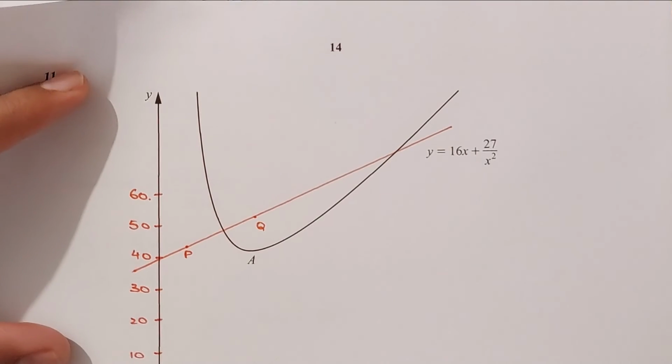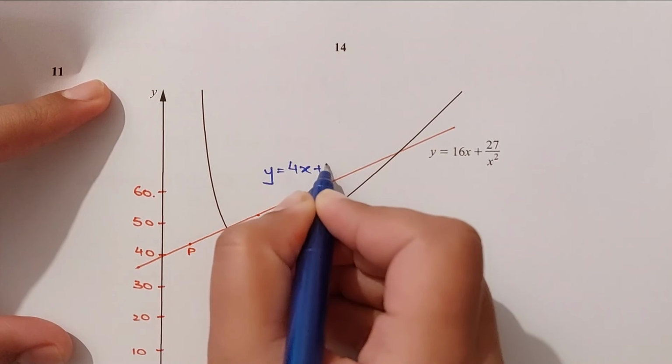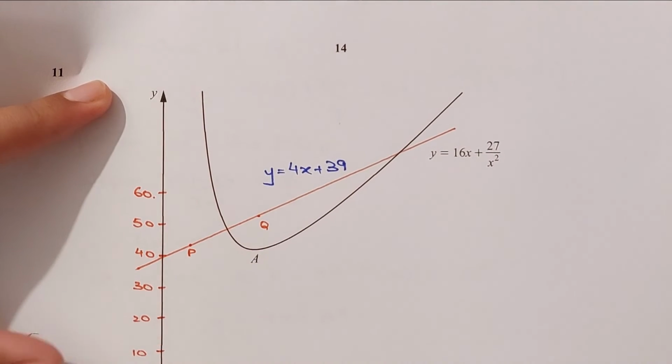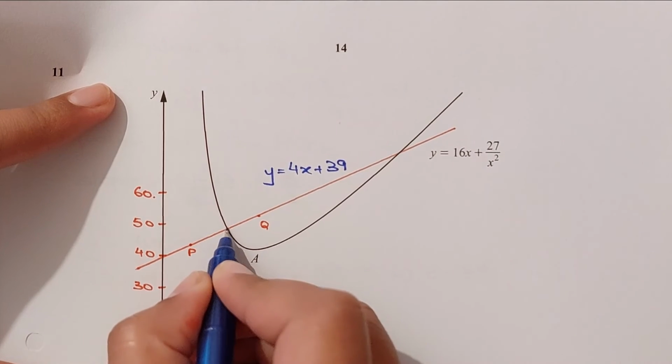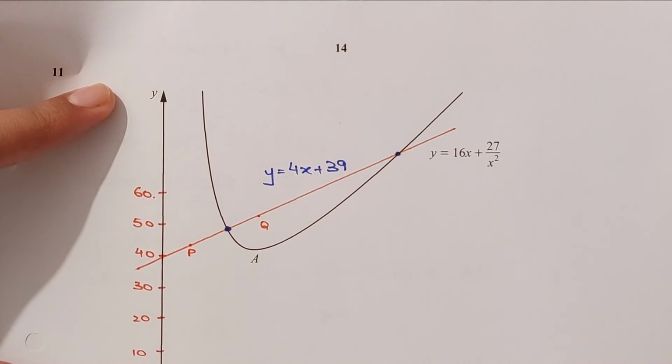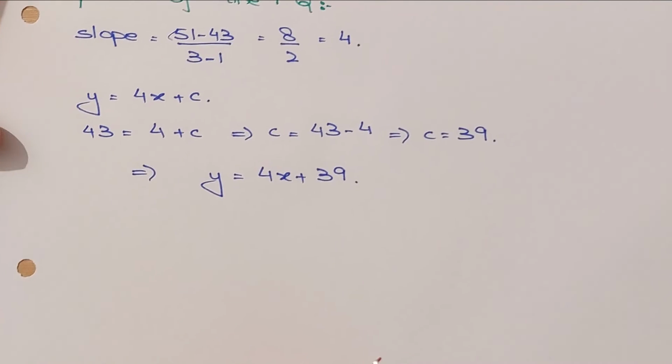So let me write down the equation of this line, y equals 4x plus 39. To find the area between the curve and the line, the first step is to find the point of intersection of the curve and the line. Step 1.